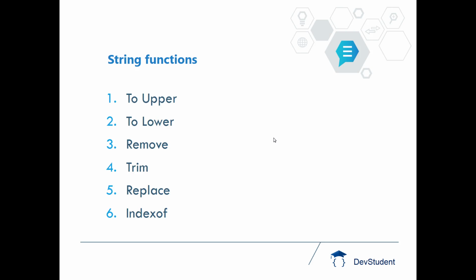There are a lot of string functions available in C#.NET. Some of them which are very important are listed here. They are toUpper, toLower, remove, trim, replace and indexOf. Each string function has its own importance and gives its own output.